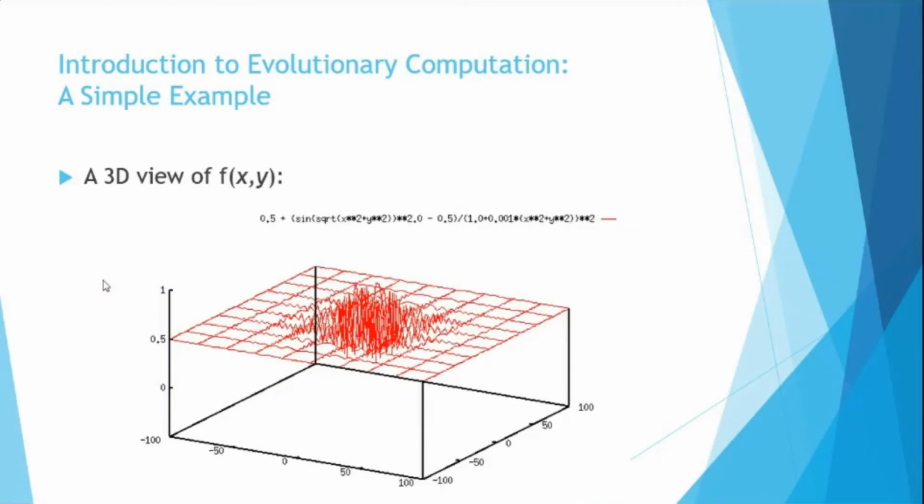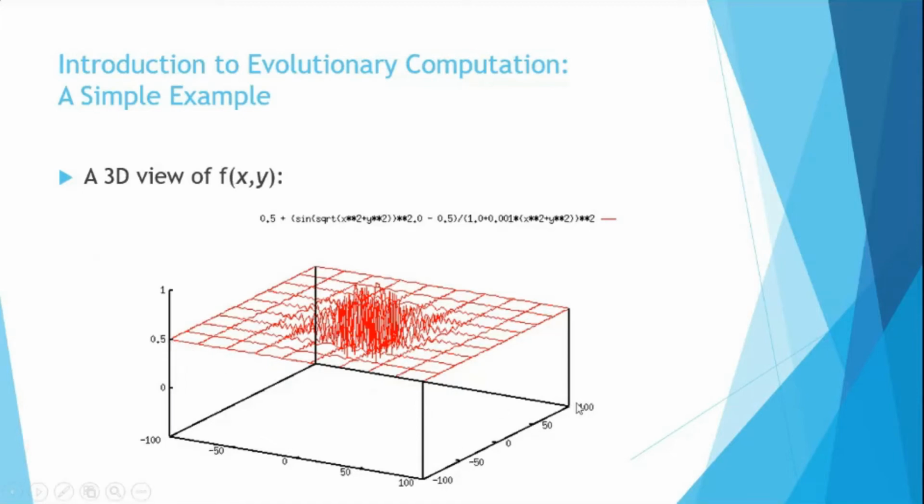Now, if you plot this particular function in a three-dimensional plot, that is x in this direction and y in this direction, and f of x, y on the z axis, the plot will be something like this. It is hard to understand at first, because when both x and y are towards minus 100, the value is somewhere around 0.5.